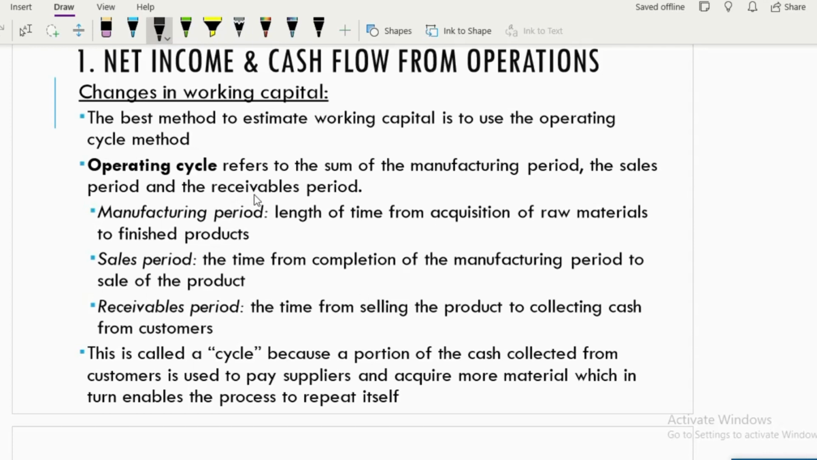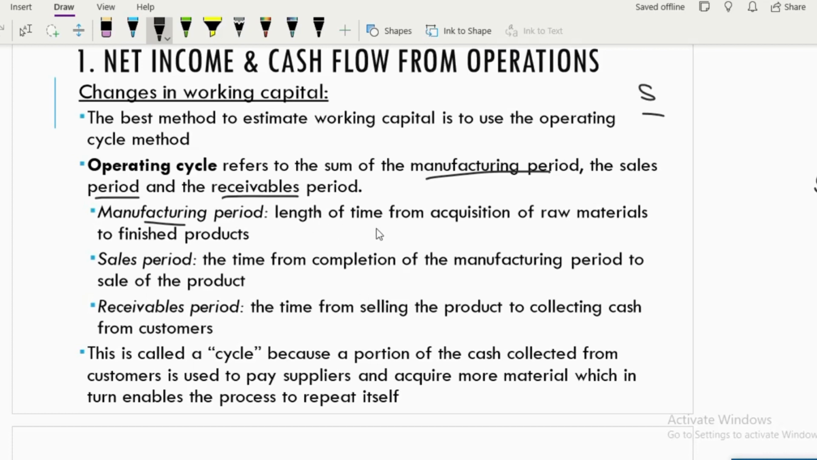It is basically the start of your operations till the collection of money from your operations. So you can say it is a sum of your manufacturing period, sales period, and receivable period. As I said, start of operations till the collection of cash from the operations. So start of operations starts from the manufacturing period.